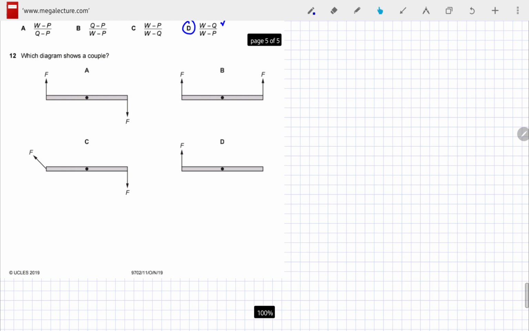So we see that in this one, we have the lines of action parallel to each other, they do not coincide, and the forces have the same magnitude, F, and they're opposite to each other. So the correct option is option number A.